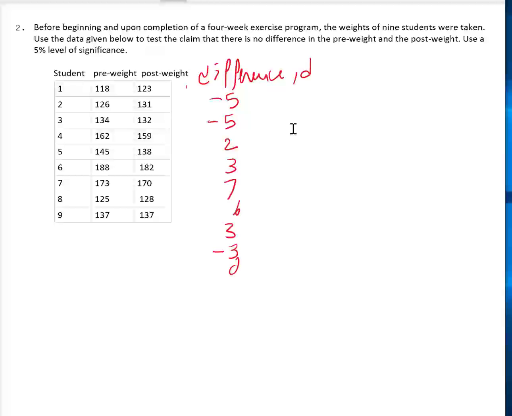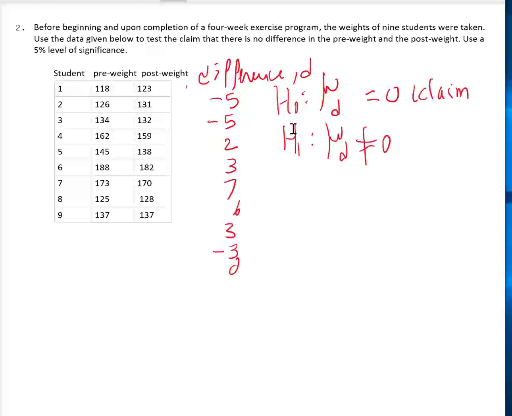And this is what you need to test. You need to test the mean of the difference against 0. So when he says there is no difference, that means equal to 0. And that's H0. And for H1, it's going to be the opposite sign, which is mu of D not equal to 0. And this is where the claim is.